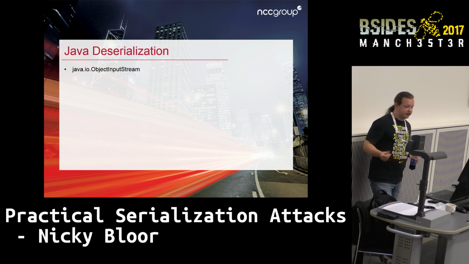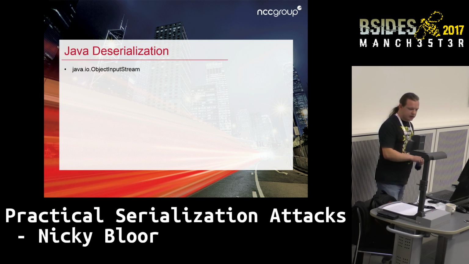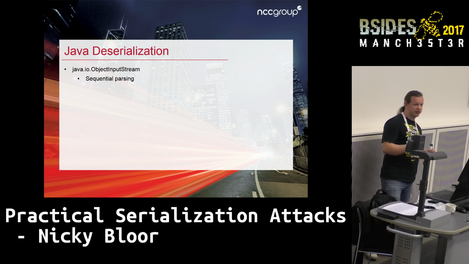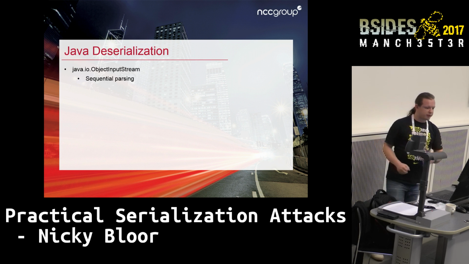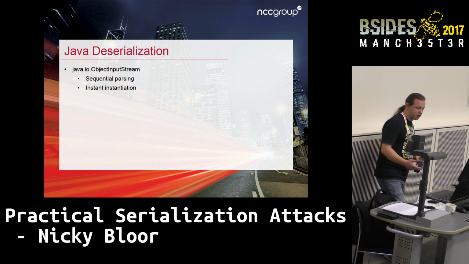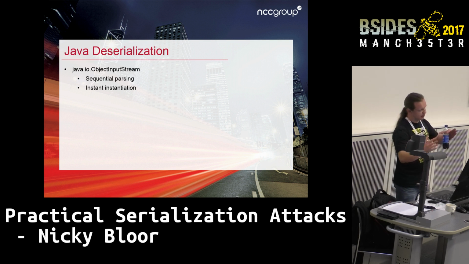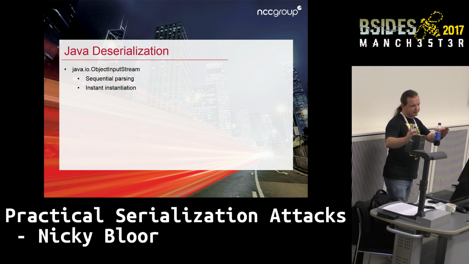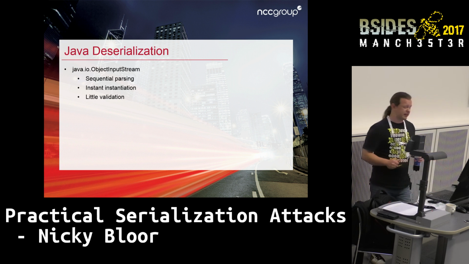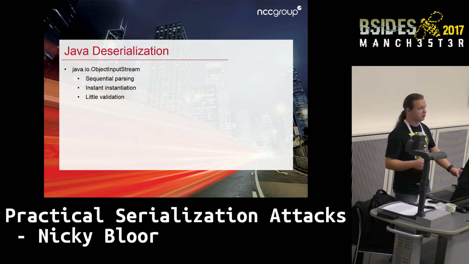So in Java, we deserialize objects using the java.io.ObjectInputStream class. The data that's passed to this class is processed sequentially, so it reads each byte one by one. Data is instantiated instantly, so if there is an object element in the stream, as soon as Java gets to the end of that object's data, it will instantiate that object in memory. And there's little to no validation done. So validation is essentially handled by exceptions.